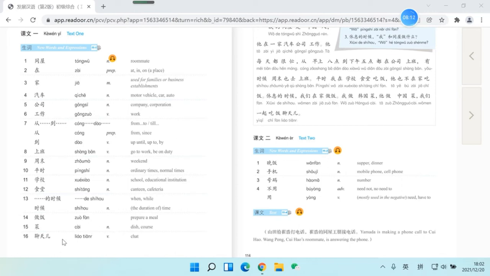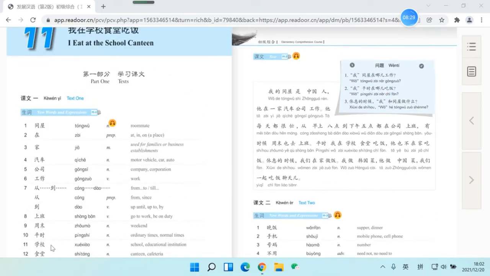So 跟朋友聊天. Okay, so we should get used to the word order of Chinese, okay? And you can tell the difference between English word order and Chinese word order, right? Okay. So that's all the new words and expressions of text one, okay? And now let's come into text one, okay?